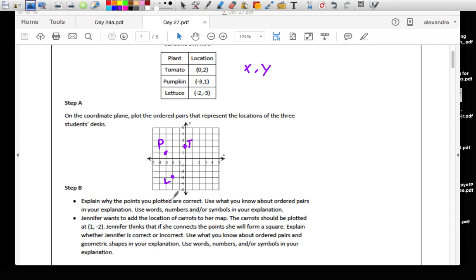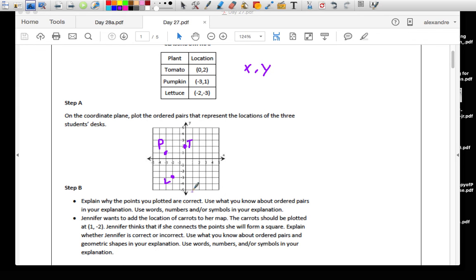Explain why the points you use are correct. Alright, so you can write that I know that the first coordinate is on the x line, the second point is on the y line. I know that if it's positive I go right on the x, if it's negative I go left. It's just like a number line. And on the y, if it's positive I go up, if it's negative I go down.